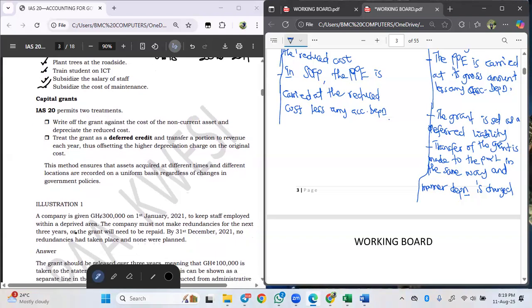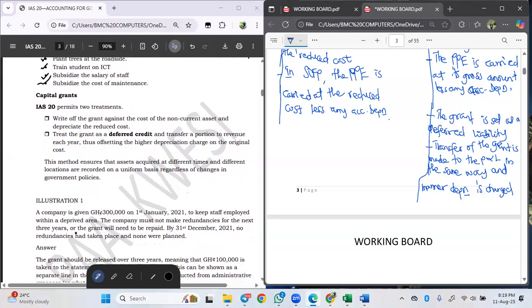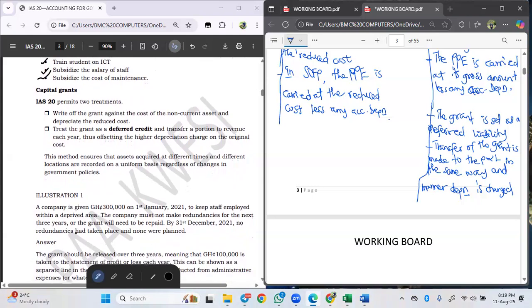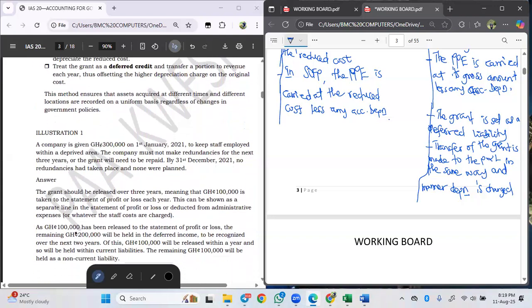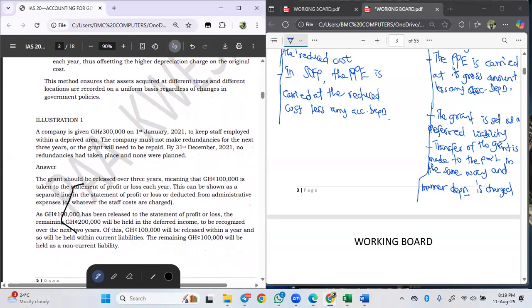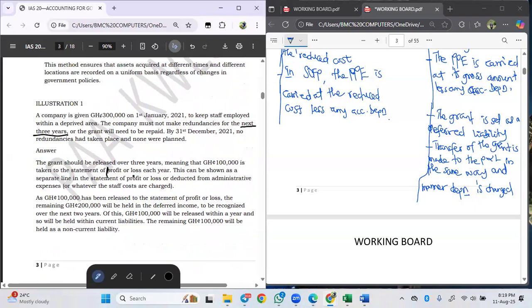So we have this grant amounting to 300,000. Now let's look at the answer here. We are saying that the grant should be released over 3 years, because we are saying for the next 3 years. So the grant should be released over 3 years, meaning that 100,000 is taken to P&L each year. So it will be 300,000 divided by 3 years. So it will be 100,000 per annum.